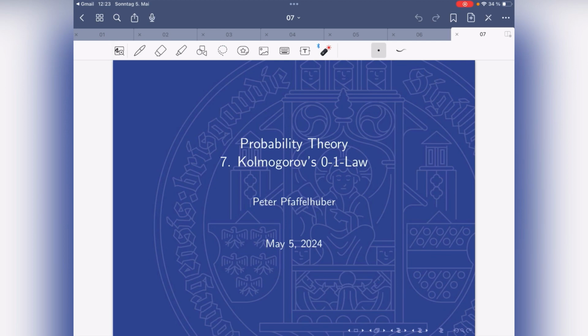The so-called Kolmogorov's 0-1 law says that if the things that I'm observing are independent, the probability that something happens infinitely often is either 0 or 1 and nothing in between. Let's see how we can show this. So, Kolmogorov's 0-1 law.